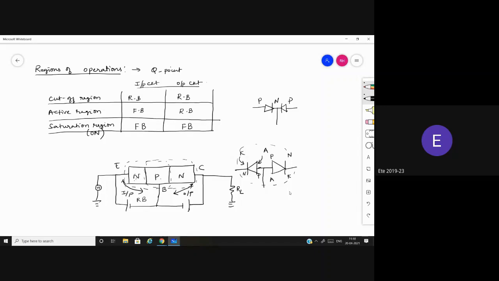But in active region, we are going to use this region for amplification purpose. Before that, cutoff and saturation are two extremities. That means, what will be the current in this region? What will be the amount of current in this region? 0. And here it will be maximum. So these are two extremities we are having.